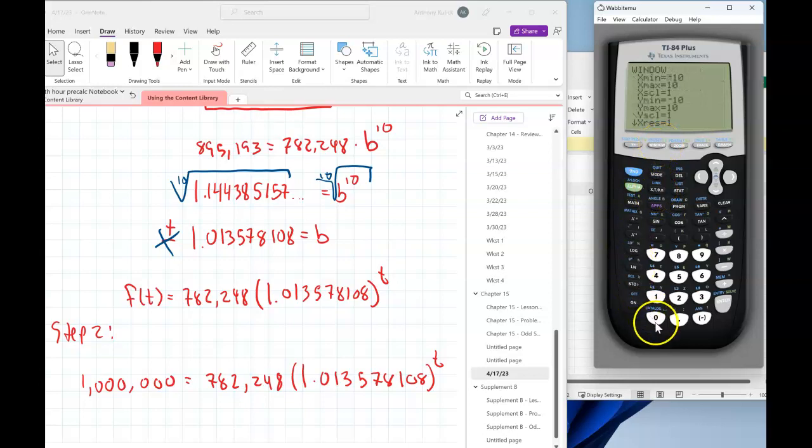My window, my value for T is going to be the years after 1990. I don't know how long it's going to take to get to a million, but I know it's going to be more than 10 because at 10 it was only at 895,000. So I'm just going to really overshoot and pick 100. The Y minimum population is the initial 782, so I'll just do like 750,000. I know I need to get at least to a million, so I'll do like 1.25 million, and go by like 100,000s.